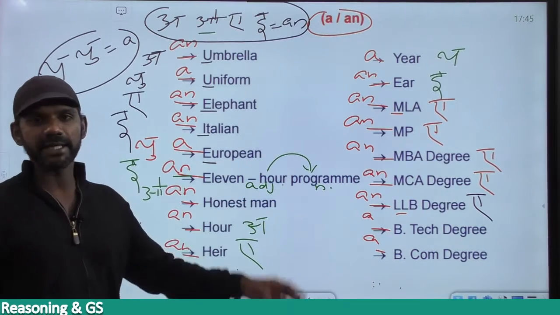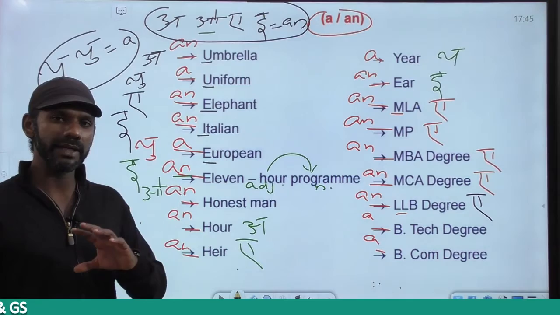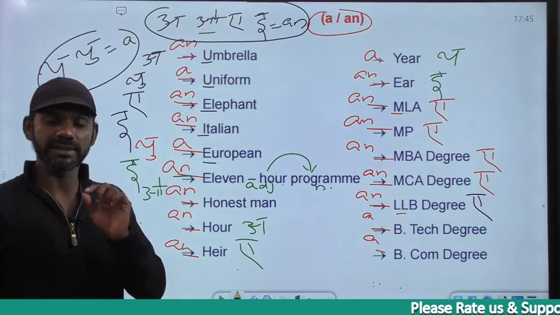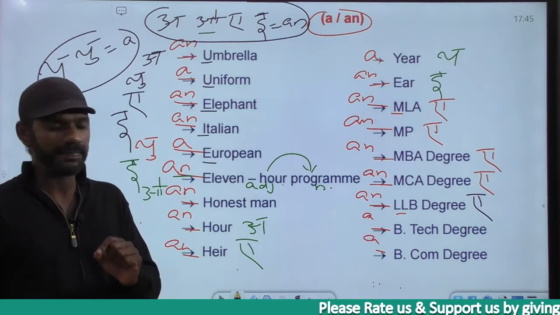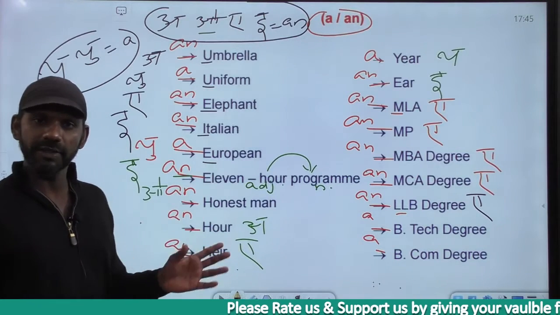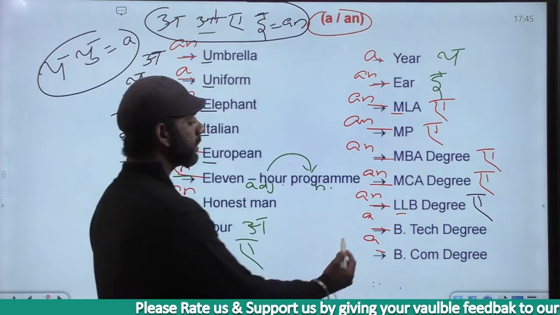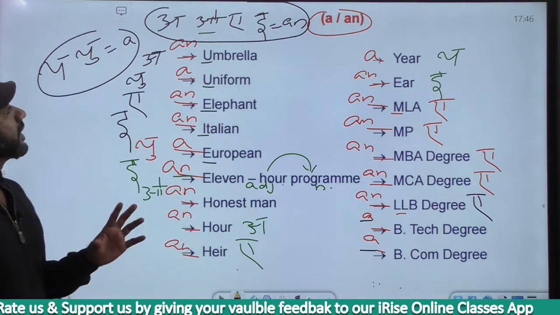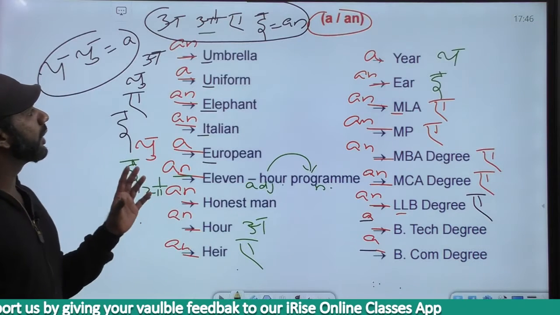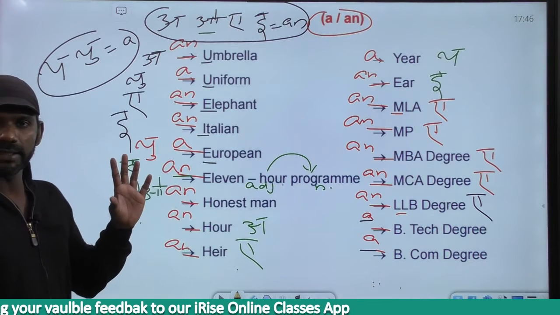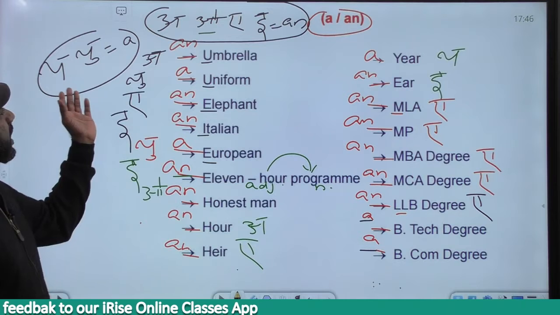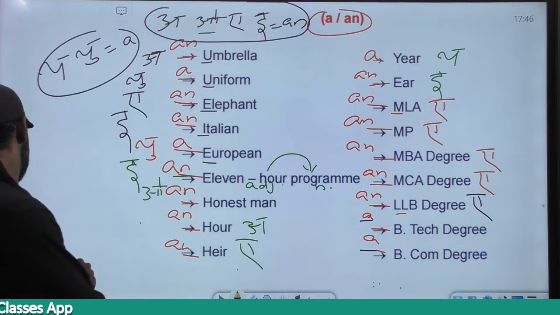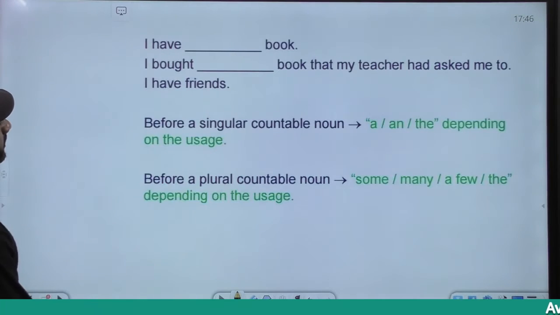So, a BTech degree. If you have any difficulty with any word, you go for a parallel word that you know. Just check the beginning sound, the sound that comes at the beginning of the word. Similarly, BCom, the first sound is B, so it must be a BCom degree, a BTech degree. So when a word begins with sound R, O, A or E, use an. When a word begins with sound ya or u, use a. Got it? Come to this one.